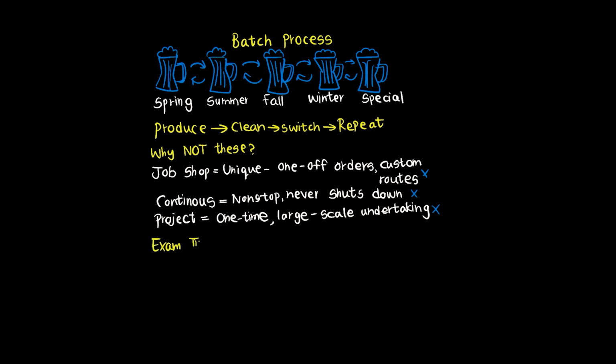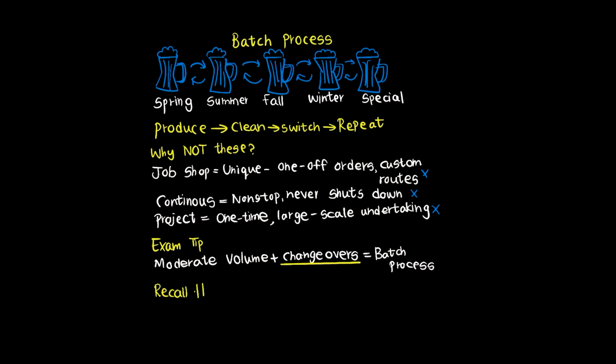Here's a WGU C215 OA exam tip for you. When the question describes moderate volume, grouped production runs, and changeovers between product types, that is a batch process. Quick recall hook: batch equals bunches before switching.